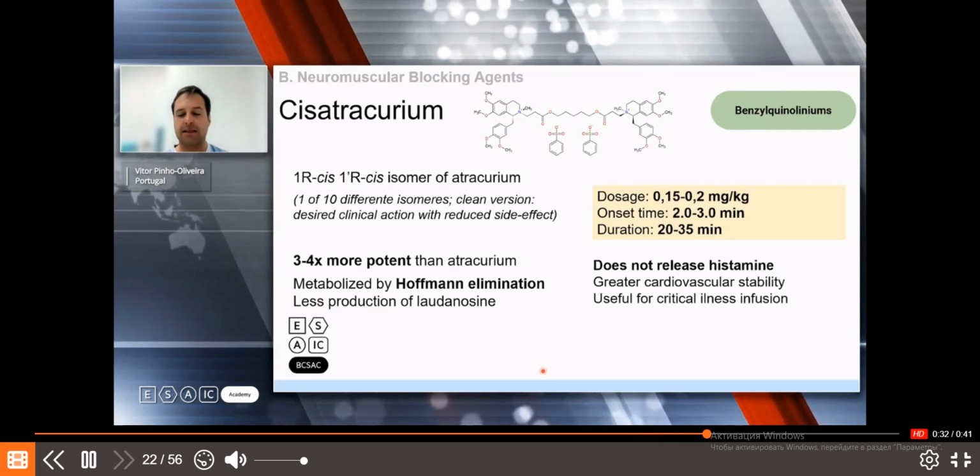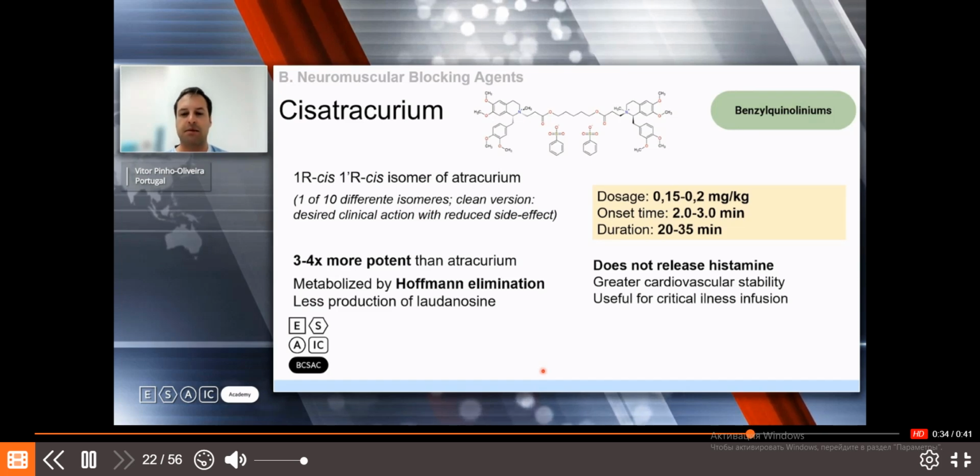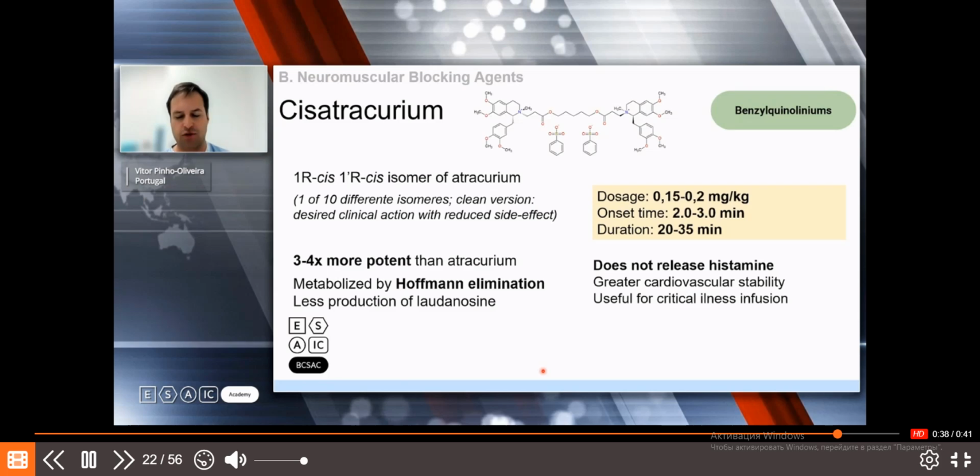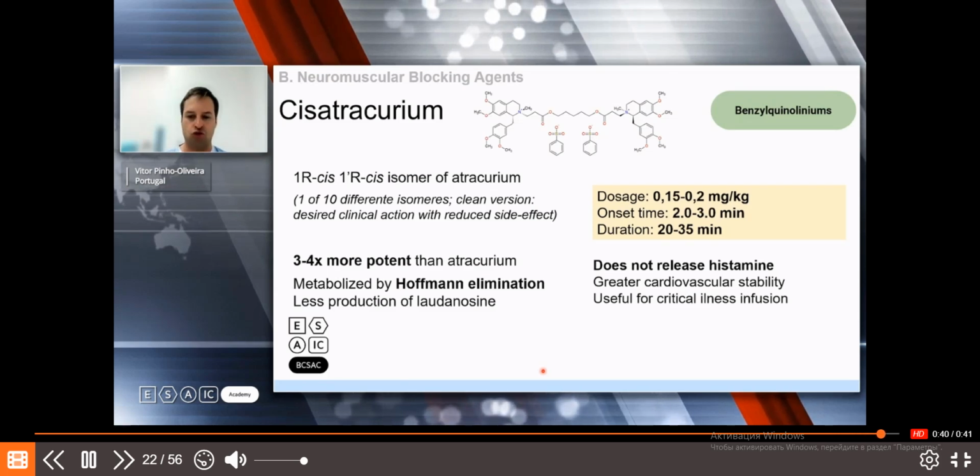It does not release histamine. It has greater cardiovascular stability and is useful for critical illness infusion.